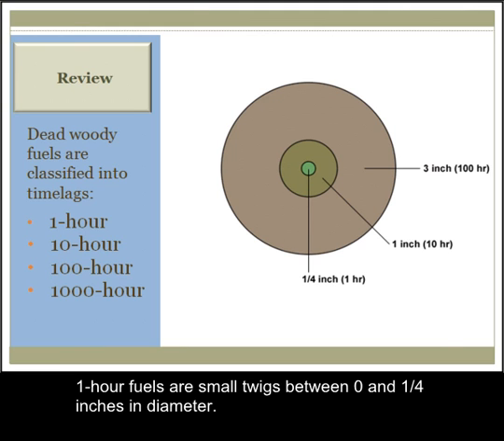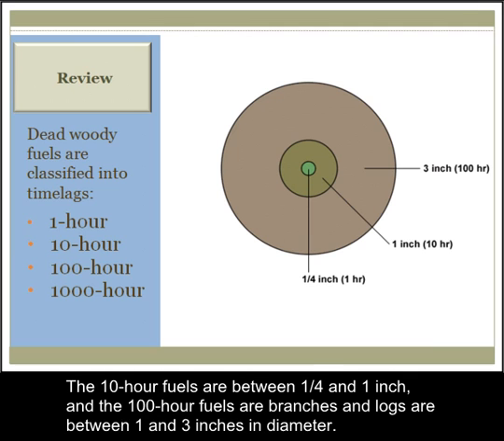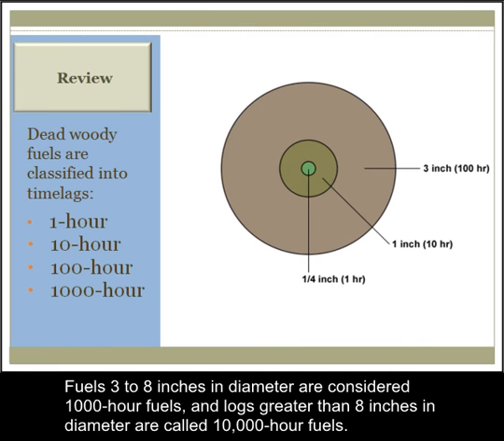1 hour fuels are small twigs between 0 and 1/4 inches in diameter. The 10 hour fuels are between 1/4 and 1 inch. And the 100 hour fuels are branches and logs between 1 and 3 inches in diameter. Fuels 3 to 8 inches in diameter are considered 1000 hour fuels, and logs greater than 8 inches in diameter are called 10,000 hour fuels.